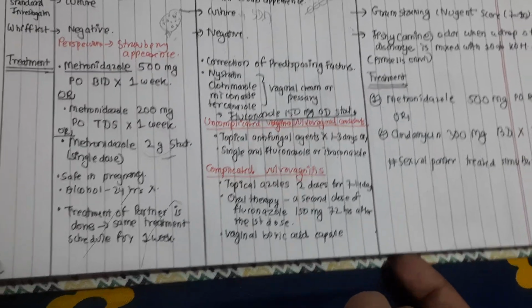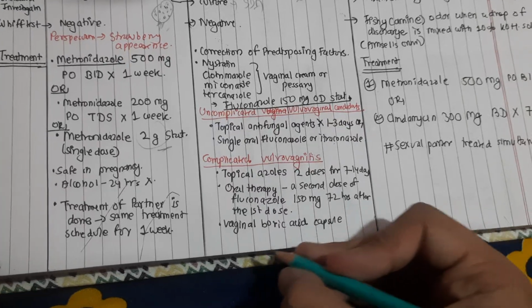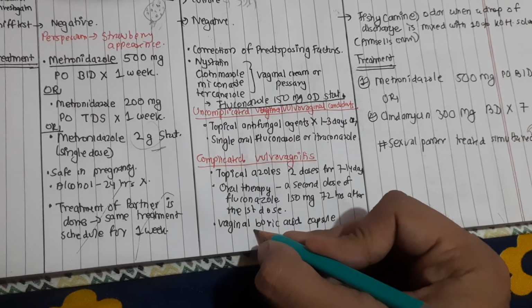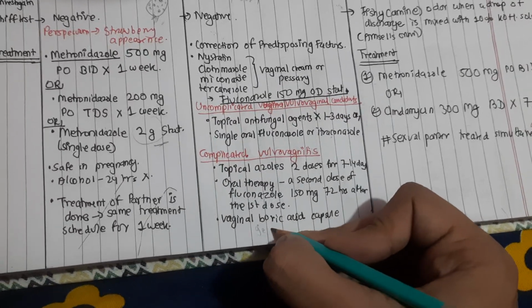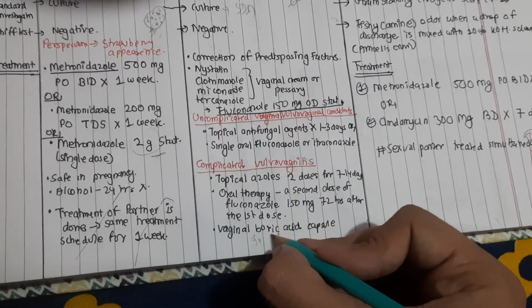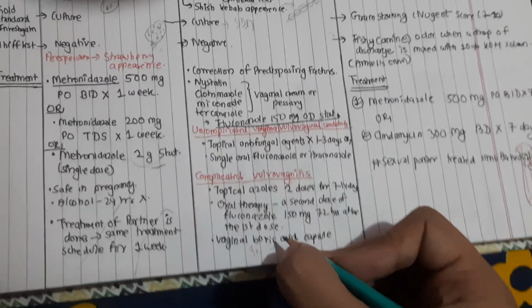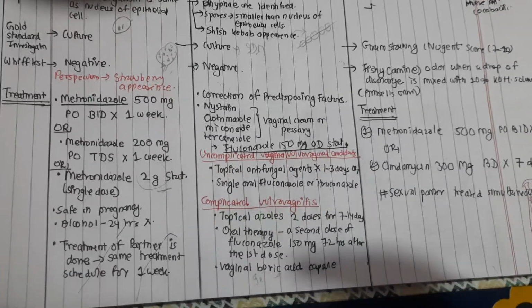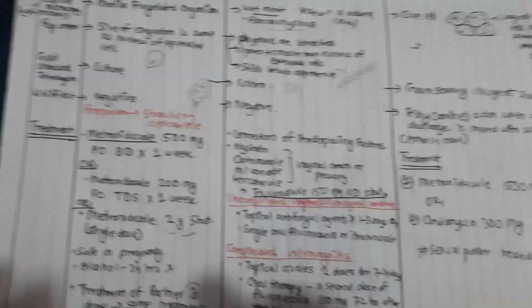The vaginal boric acid is given in a gelatin capsule. This boric acid inhibits fungal cell wall growth. So that was about candidiasis.